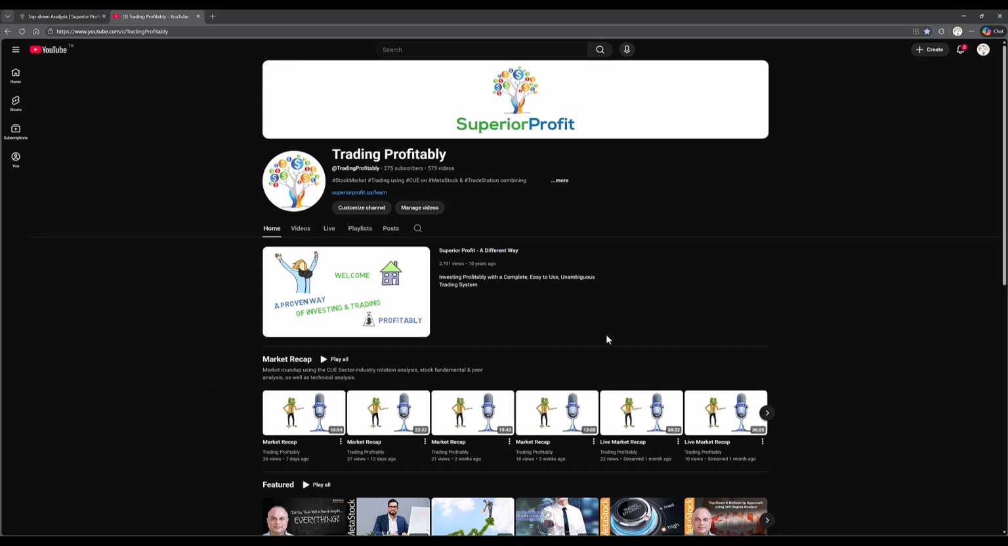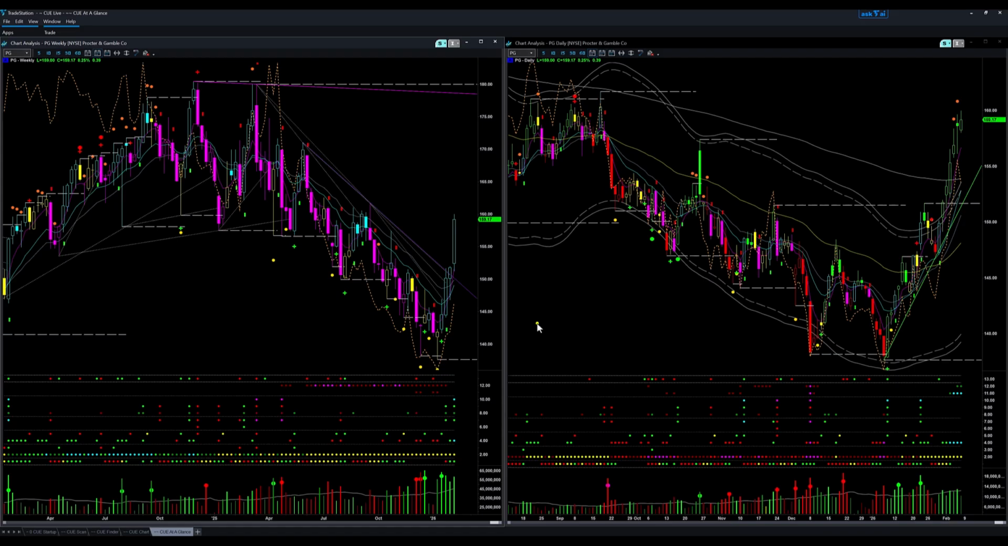Let's find out. Procter & Gamble, PG, using the weekly daily at a glance template. I chose this stock as a buying idea because at that time it broke out of the weekly trend line resistance, giving a breakout buy setup. At that time, it also broke out of the daily watermark resistance.